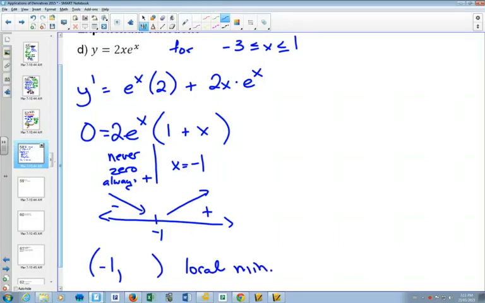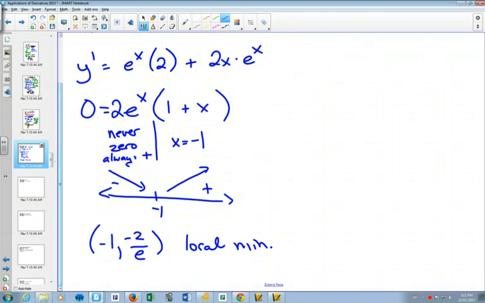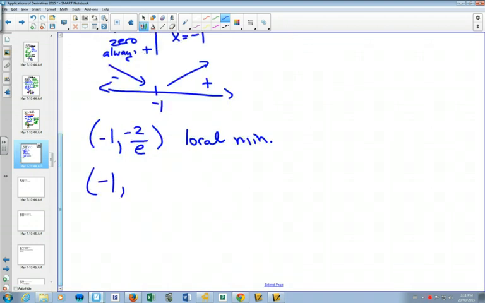If we plug in -1, we get -2 over e, which as the decimal is negative -0.74. So there we have our local minimum.